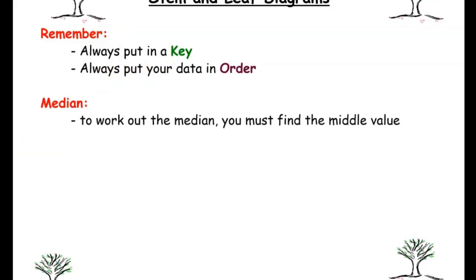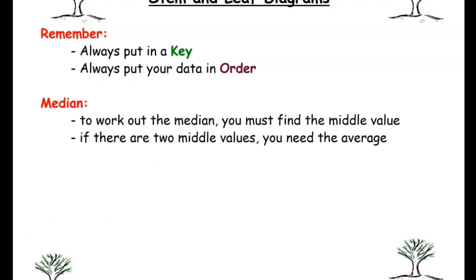Then median. To work out the median, you must find the middle value. I will show you how that works. If there are two middle values, you need the average. You add up the two middle values and divide by 2.